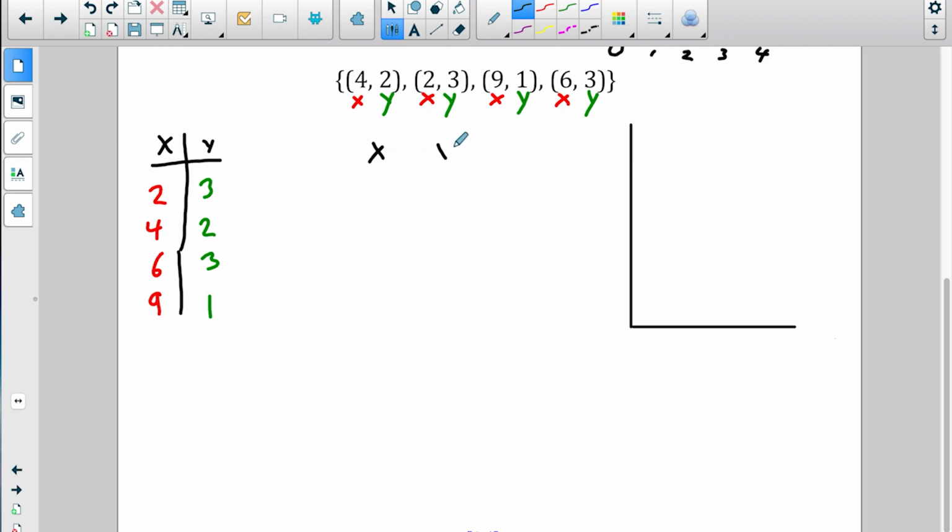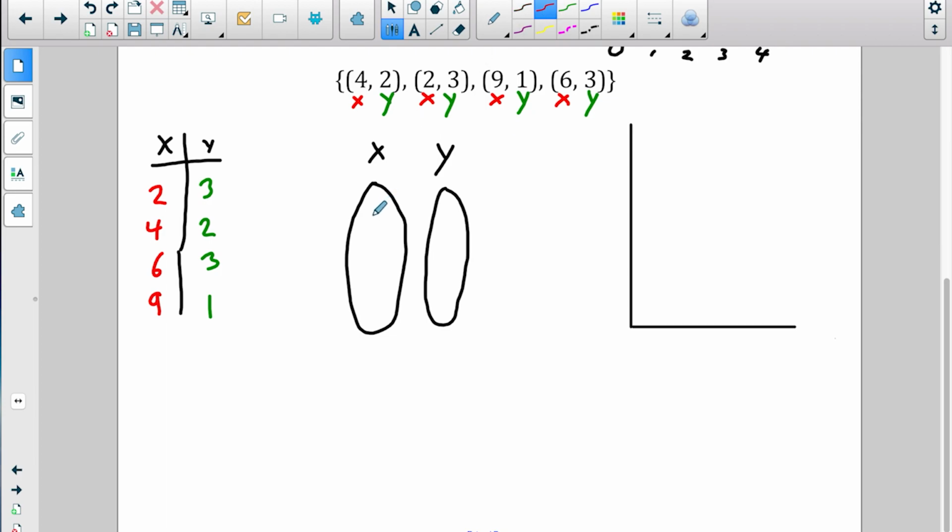As for your mapping or arrow diagram, we can go ahead and start to draw these in here. So we can put our x values in, 2, 4, 6, 9. So I'm just going least to greatest. And then for your y values, I am actually going to go from least to greatest as well, 1, 2, and 3.